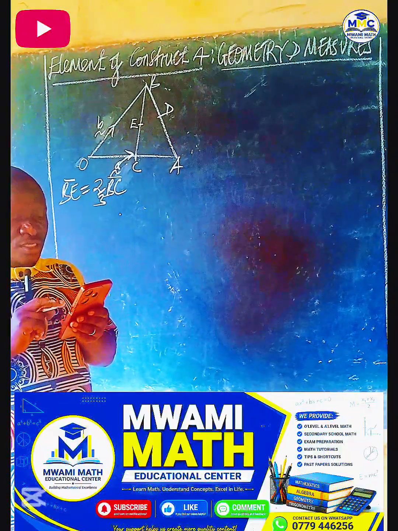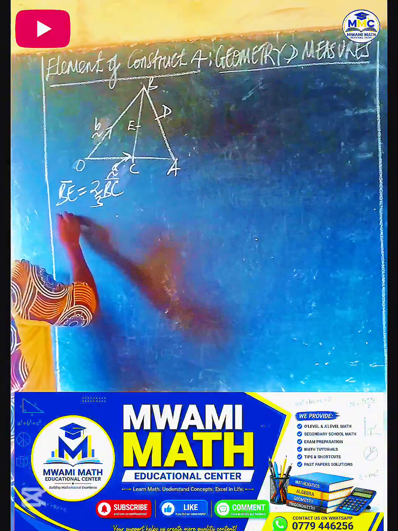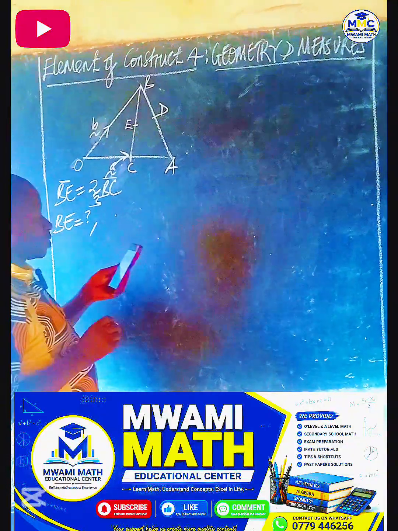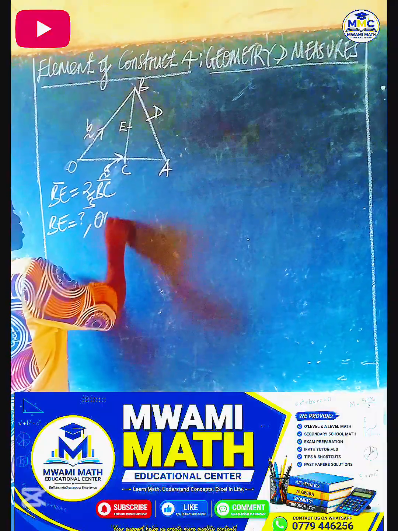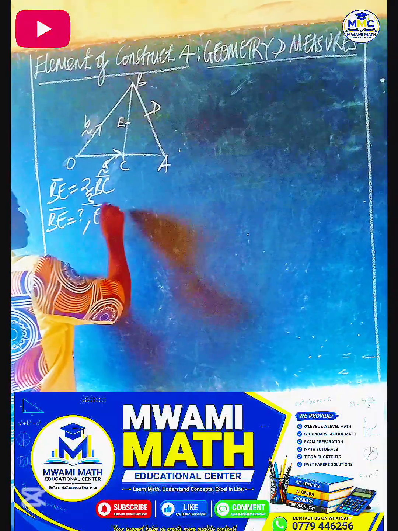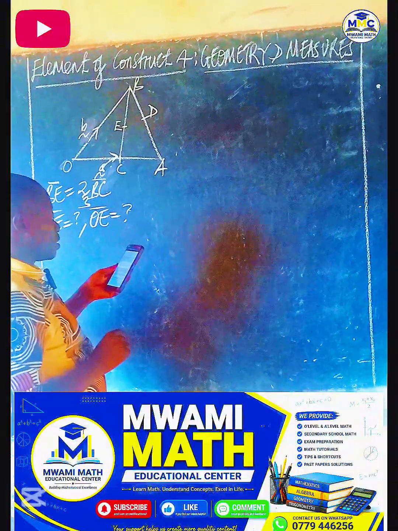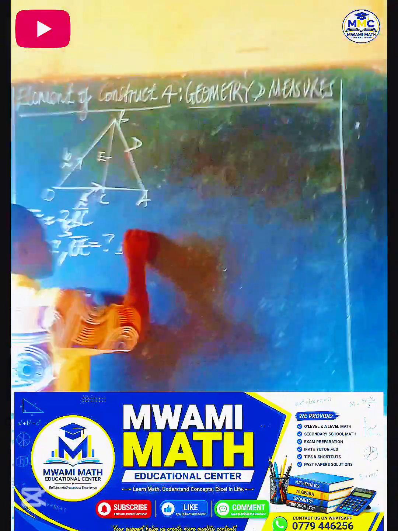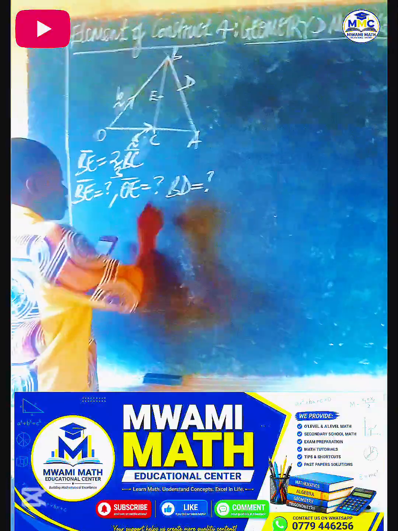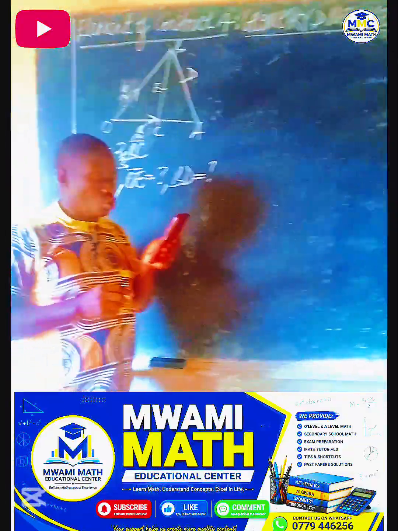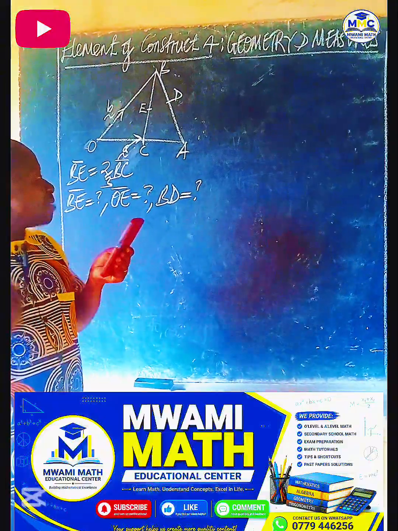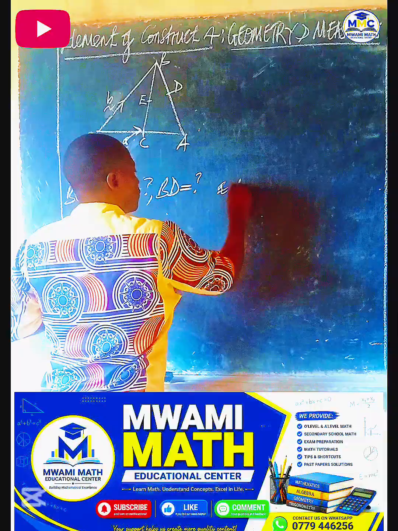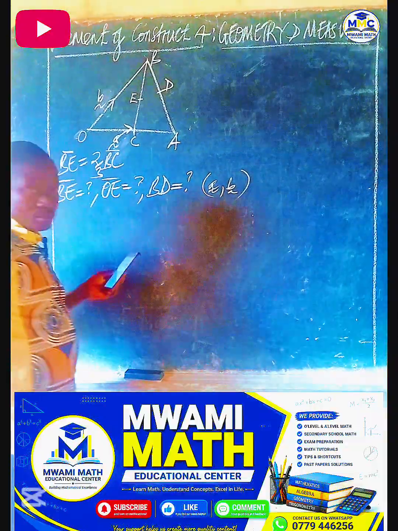So part B, Roman 1 says express the vectors BE, OE, and BD. Good. In terms of vector A and vector B.